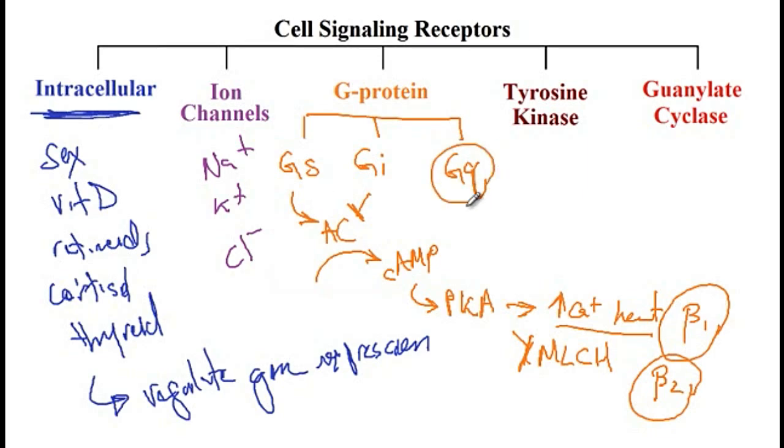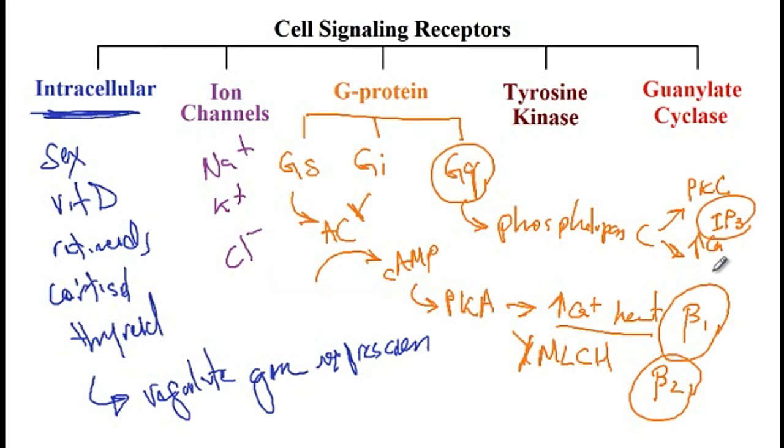And then GQ will act on the phospholipase C, which will itself increase the activity of protein kinase C, and it will also increase the concentration of the calcium inside smooth muscles via the IP3 molecule. So by increasing the concentration of calcium inside the smooth muscles, it will cause contraction of the smooth muscles. An example of the G protein receptor that acts on the GQ is the alpha-1 sympathetic receptors, which causes the constriction of the blood vessels due to the increased concentration of calcium inside the smooth muscles.